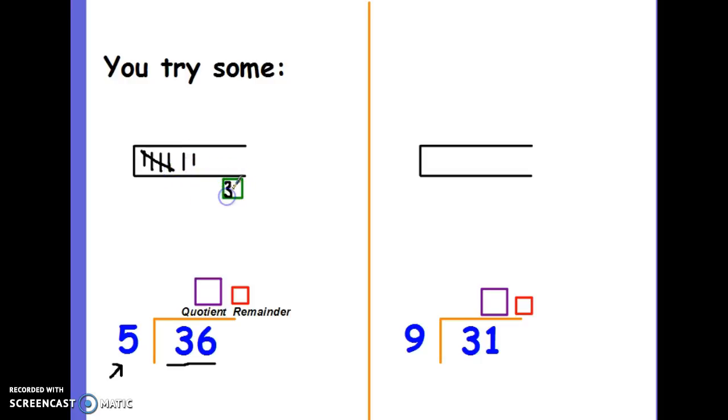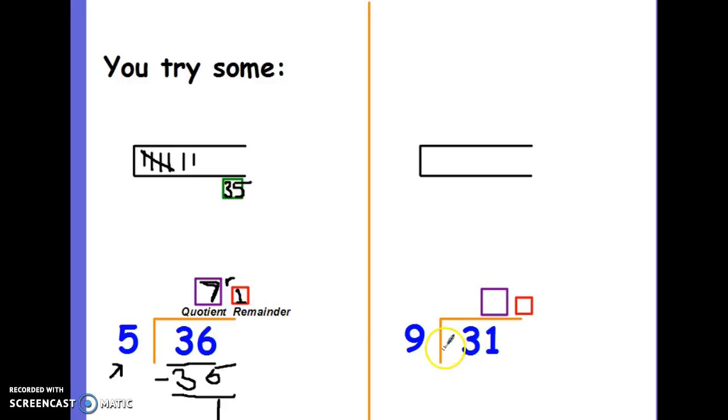So when I'm separating 36 into groups of 5, I have a total of 35 pieces that can get separated into 1, 2, 3, 4, 5, 6, 7 groups of 5. And when I subtract 36 minus 35, I have 1 left over. So it did not divide equally, but we call that in division a remainder.